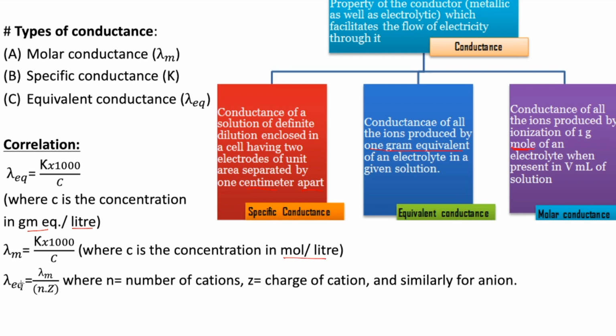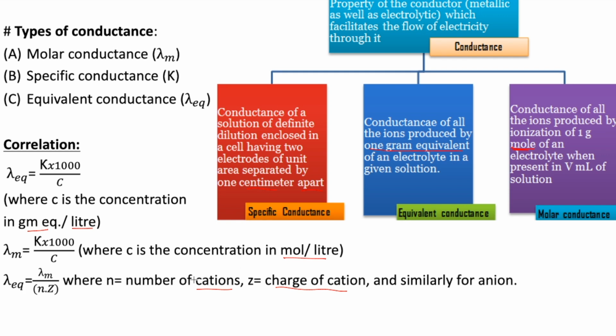You have one more equation which relates your equivalent conductance with the molar conductance, and that is lambda EQ is equal to lambda M upon NZ, where N is the number of cations or the ions, and Z is the charge of the cation, and similarly for the anion.